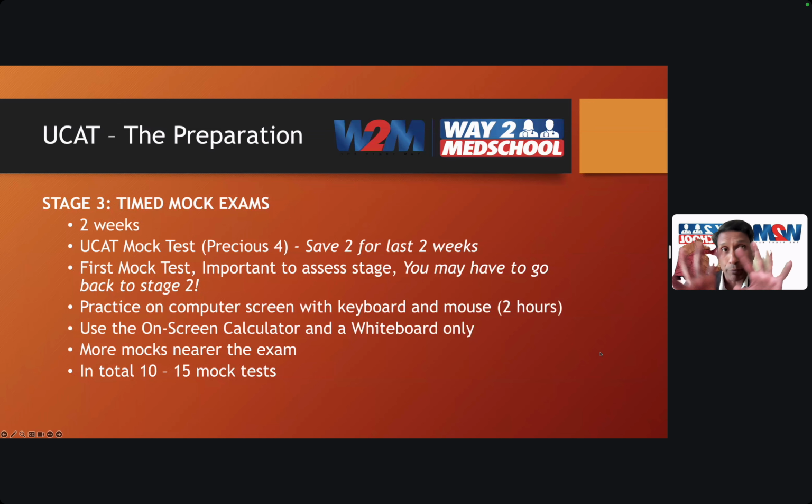And practice on the computer screen. If you don't have one, borrow from your friends a computer screen with a keyboard and a mouse, because that's how the exam is. And also you should use the calculator on the screen. Don't use your phone calculator, because migrating to the computer-based calculator will be slightly challenging. Use the mouse, keyboard and on-screen calculator, and also have a paper and pen or a whiteboard and a marker pen, something like that. And do more mocks close to the exam.